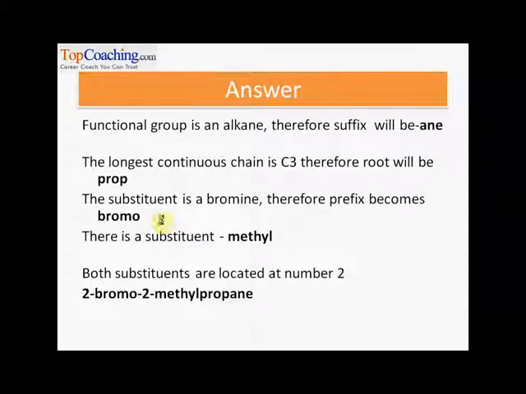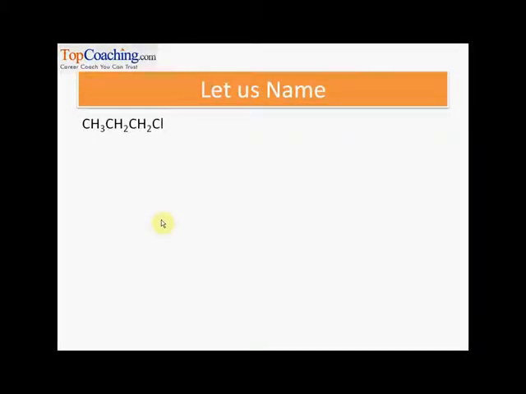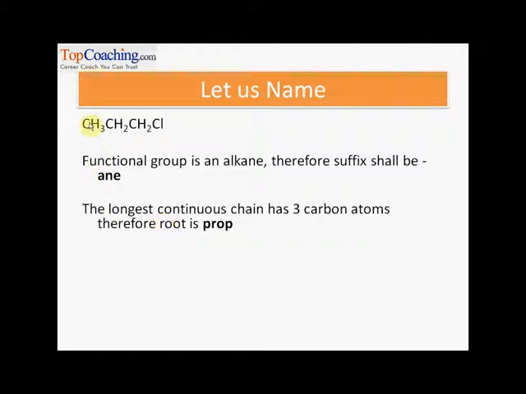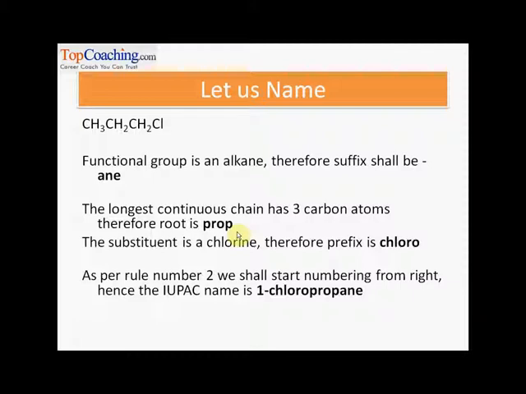Okay, let us give one more name to these alkanes. CH3CH2CH2Cl, a simple one. Functional group is an alkane, so suffix shall be -ane. 3 carbon atoms, longest chain having 3 carbon atoms, hence the root is prop. Then substituent is a chlorine, and since there is no functional group over here, right? So naming would start from the substituent, and hence naming starts from here 1, 2, 3, and the name is 1-chloropropane.